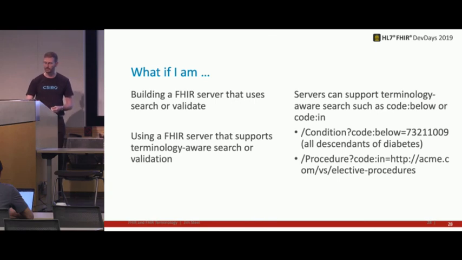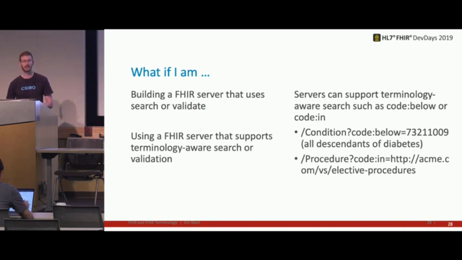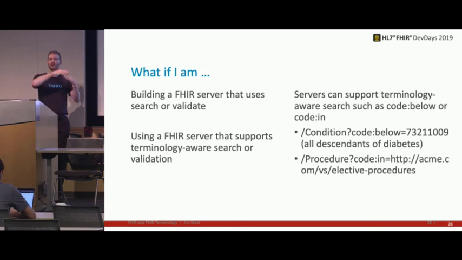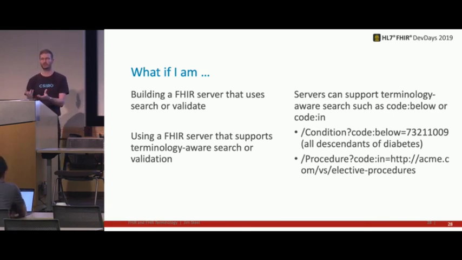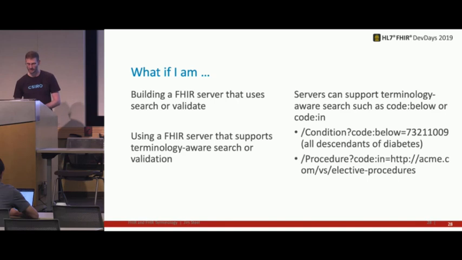So for example, the first search I've got here says condition code below 732.11.009, which is diabetes, and that will find any condition whose code is diabetes or any of its descendants. Because it's not actually that useful to just search for diabetes, because there's a good chance that the clinician has selected some specific kind of diabetes under that code.